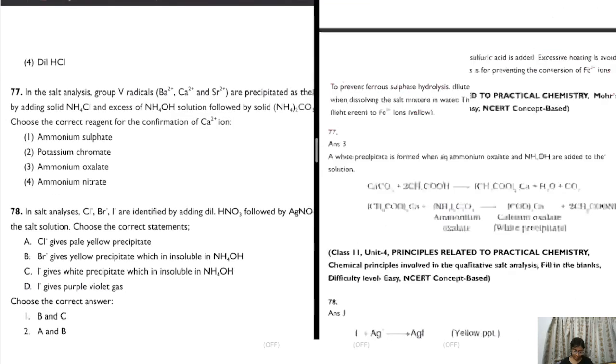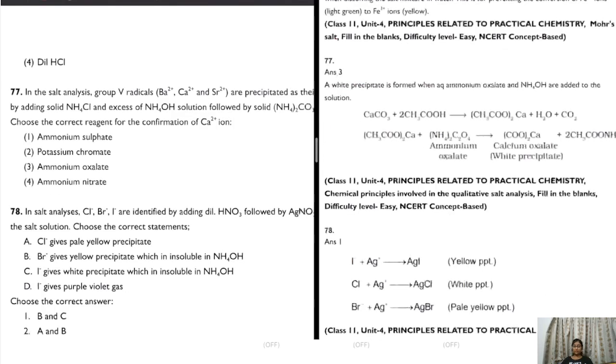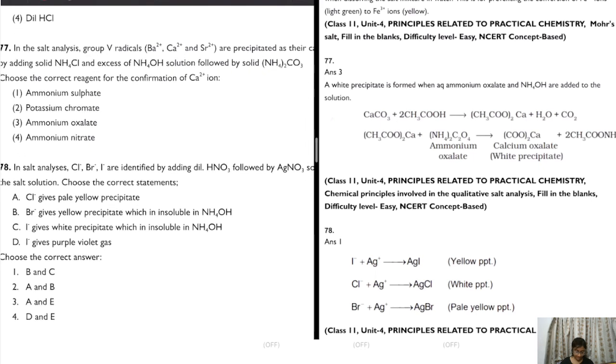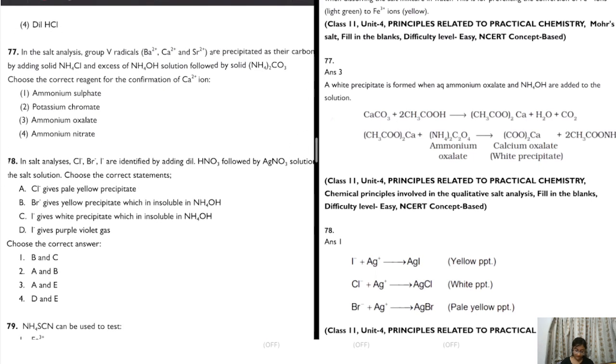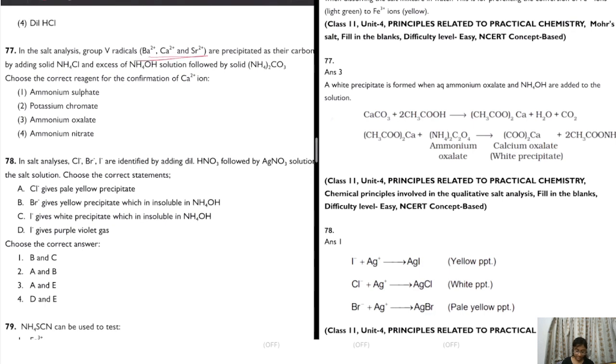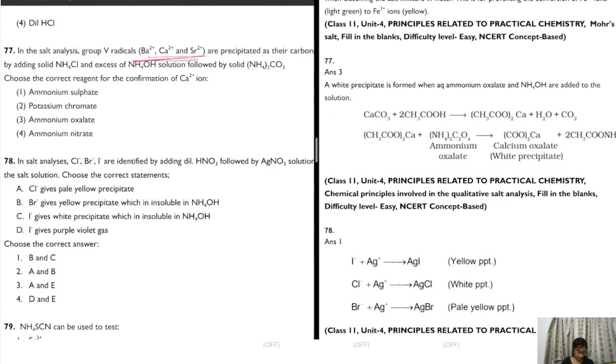Now let's see the next question. In these, you also have to know the chemical reactions. This is very, very important. Only then will you be able to answer the questions. In the salt analysis, group 5 radicals are precipitated as their carbonates by adding solid NH4Cl and excess NH4OH solution, followed by addition of (NH4)2CO3. Choose the correct reagent for the confirmation of Ca2+ ions.